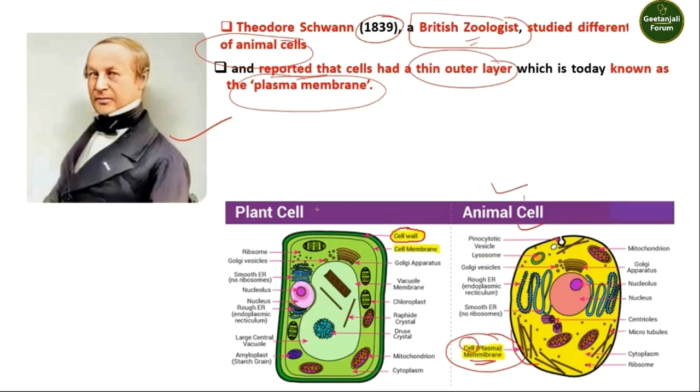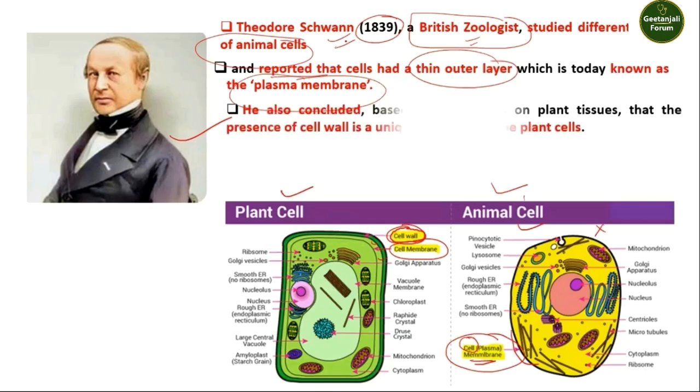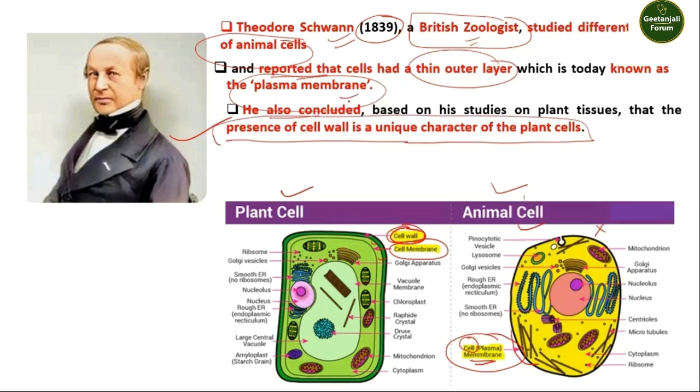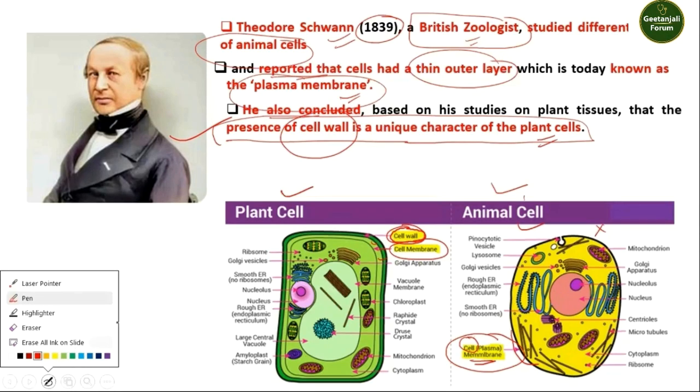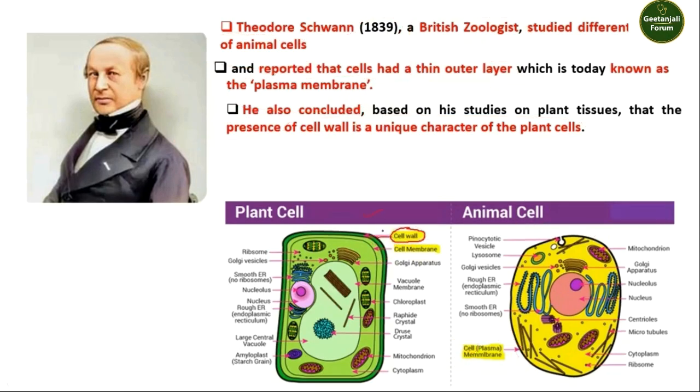It is found in the animal cell as well as the plant cell. In the plant cell, there is a cell wall, which is not found in animal cells. Inside the plant cell wall, there is a plasma membrane, also known as the cell membrane. The plasma membrane was discovered by Theodor Schwann. He concluded that the presence of a cell wall is a unique character of the plant cell. He observed that the cell wall is found only in plant cells, which you can see here in this image. It is not found in the animal cell.